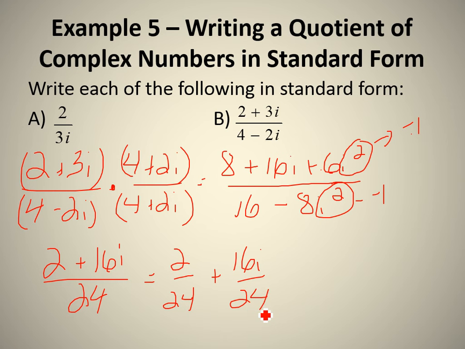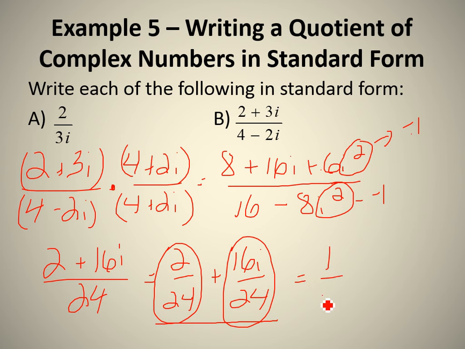So here's the thing, there are 2 reasons I'm going to break this up. One is because both of these fractions can be reduced, but they're reduced in a little bit of a different way. The other thing is that this is the standard form. It's the real number plus the imaginary part. So when I reduce 2 over 24, I get 1 over 12. And when I reduce 16i over 24, I get 2i over 3, or you could call that 2/3 i.